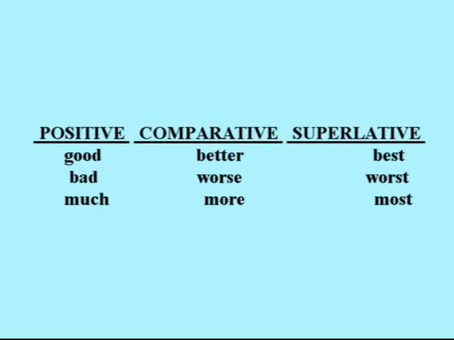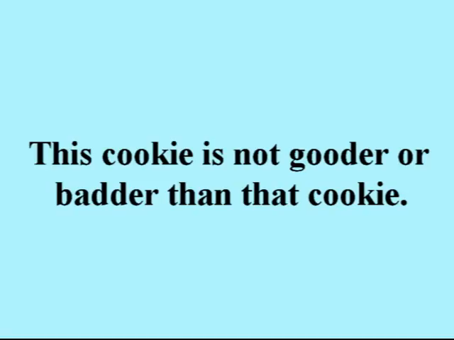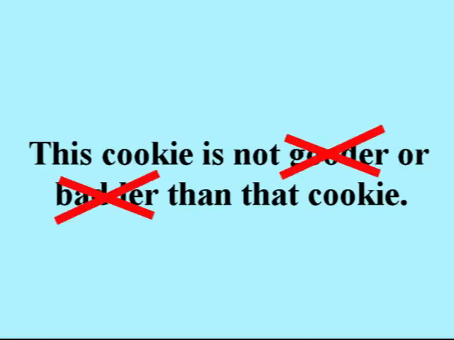Now let's see some words that totally don't follow the rules. Good, better, best. Bad, worse, worst. Much, more, most. These bad boys are just a few examples of the so-called irregular forms of comparative and superlative adjectives. There's no clear pattern here. It's all irregular. So you're going to have to memorize these guys. Remember, gooder and badder are not words. Whenever you're not sure how to make comparative and superlative forms of an adjective, a dictionary can help you.